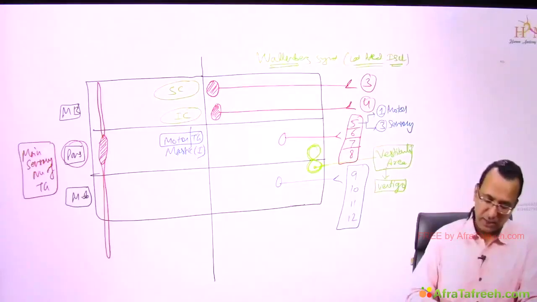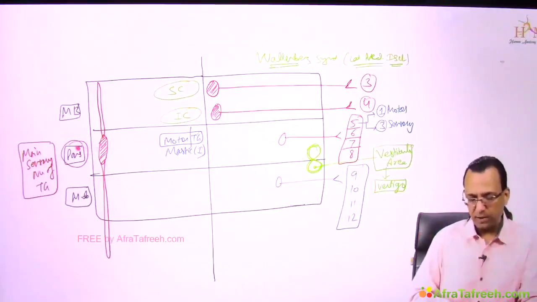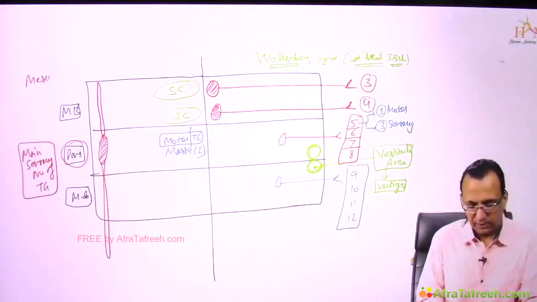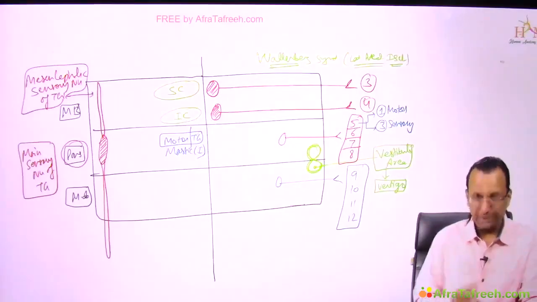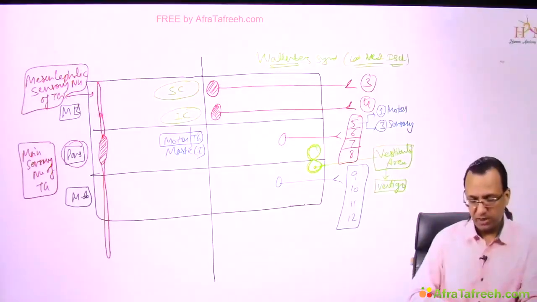Now, when you say there is a main sensory nucleus of trigeminal in the pons, then what is this nucleus going to enter the midbrain? The one which enters the midbrain is called the mesencephalic sensory nucleus of trigeminal. Because it is extending into the midbrain, you are calling it the mesencephalic sensory nucleus of trigeminal.